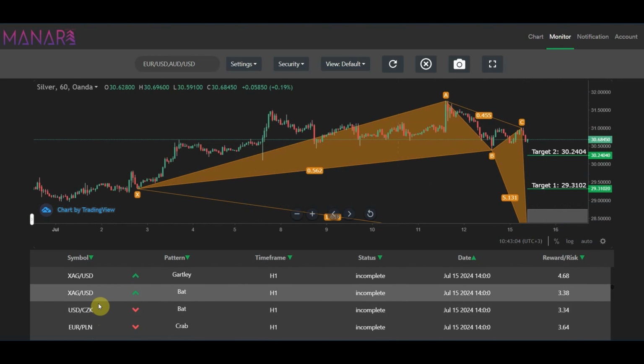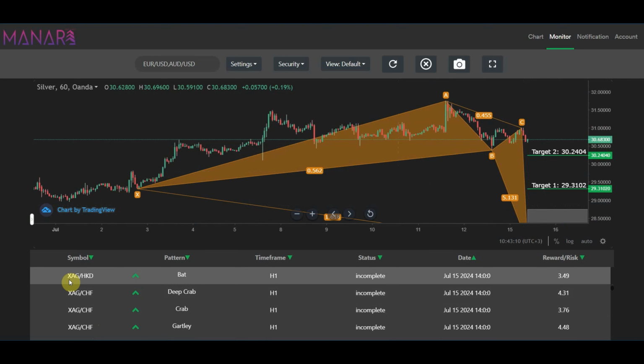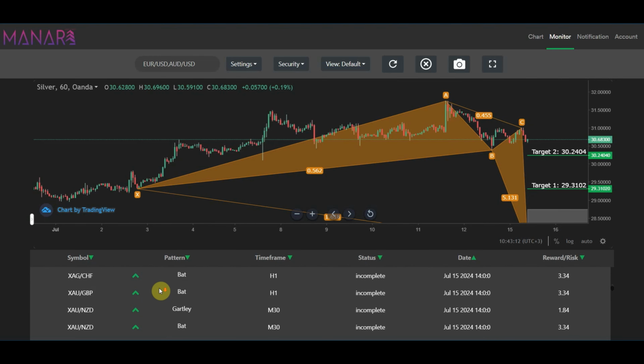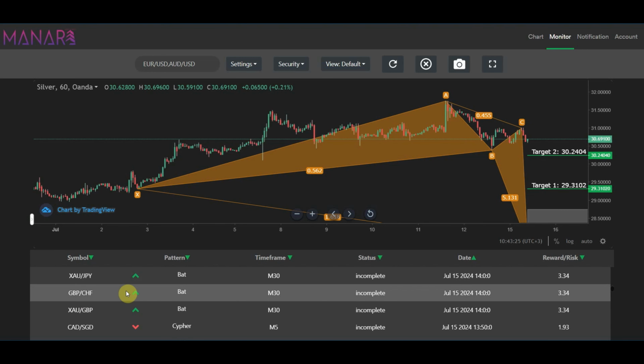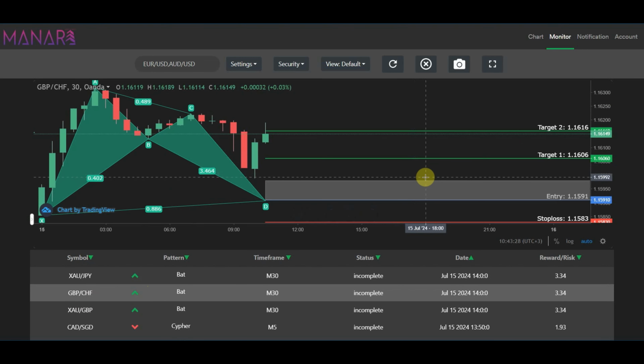We'll have a look for some currency pairs. A lot of patterns in silver, so XAG. Now silver, that obviously relates to the chemical symbol on the periodic table for silver, and then obviously AU for gold as well. So a bit of a fun fact there.